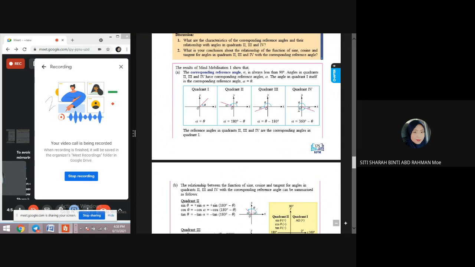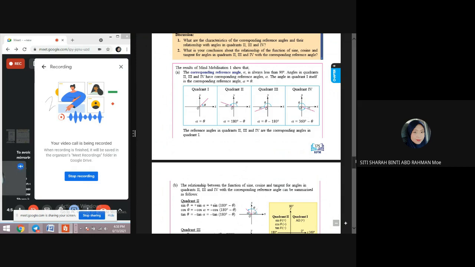Okay, so next, quadrant 4. In quadrant 4, the corresponding reference angle is referred to here, which is from the line to the x-axis, same as the others. So to find this angle, let's say we have 300, okay? 300 is in quadrant 4. So to find the corresponding reference angle, we will use 360 minus the angle given, which is 360 minus 300. So it will be 60 degrees. So the reference angle will be 60 degrees.